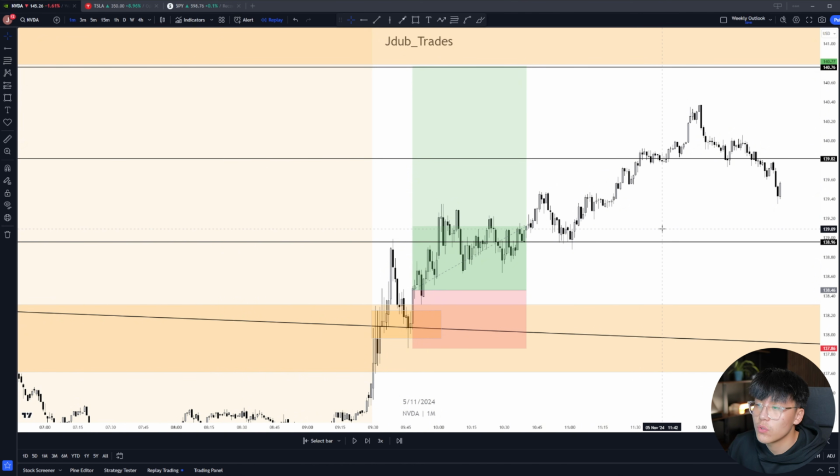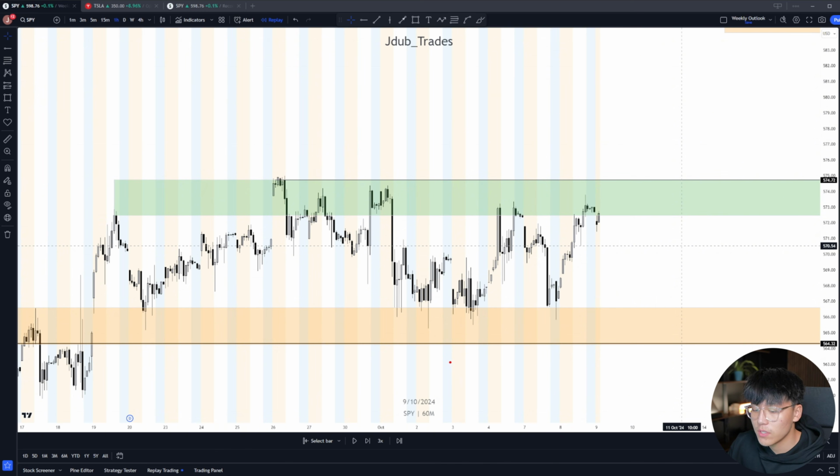So now let's go on to the final example that I have for us today. As you can see right here, we're on my final example, this one on SPY. You can see we're clearly inside of a range, right? We're making highs, we're making lows.